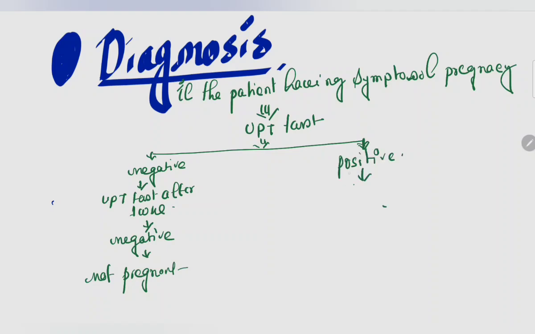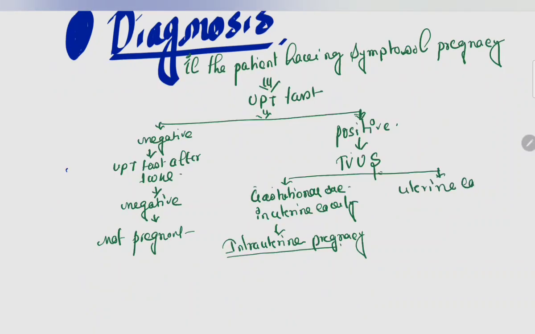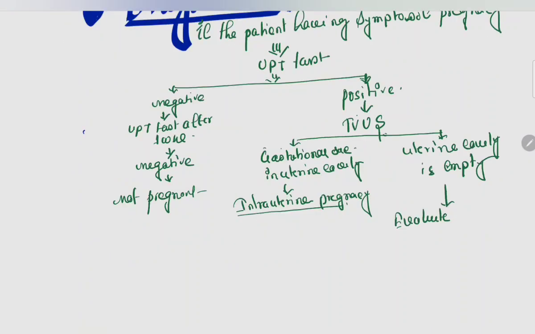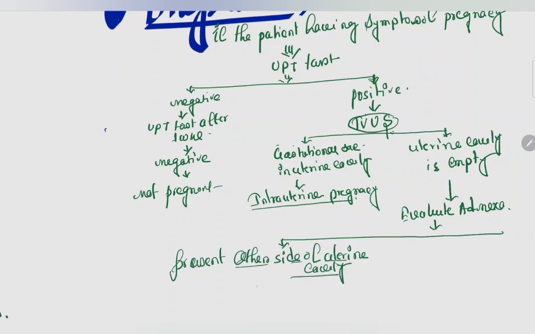But if the UPT test is positive, patient can perform transvaginal ultrasonography. By transvaginal ultrasonography, if a gestational sac is detected in the uterine cavity, that indicates intrauterine pregnancy. But if the uterine cavity is empty, in that case, evaluate the adnexa. If by transvaginal ultrasonography an adnexal mass is detected on the other side of the uterine cavity and a live embryo is also present, it indicates ectopic pregnancy.